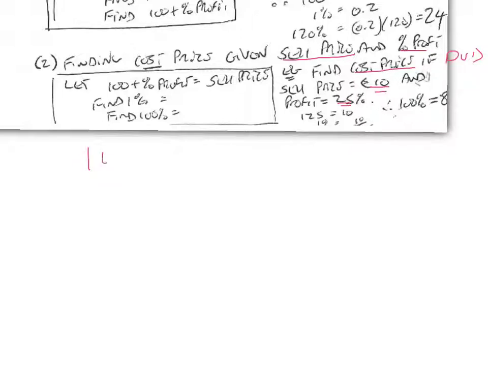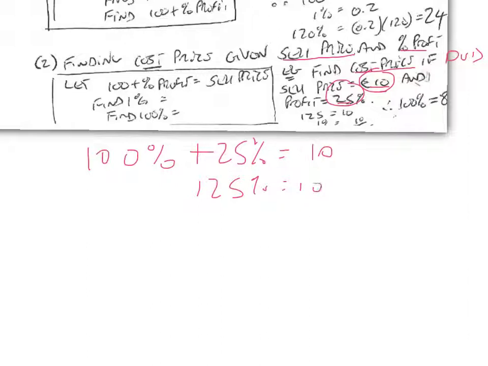So for these problems, we have to let 100% plus the percentage profit, which in this problem is 25%, equal the selling price, which we've been given. So if you're given the selling price and the profit, you just have to add the profit to 100 and equate it to the selling price of 10 euros. Okay, so 125% is equal to 10.